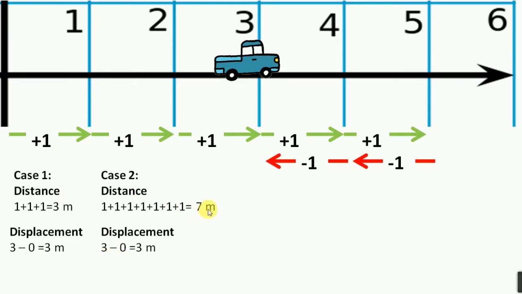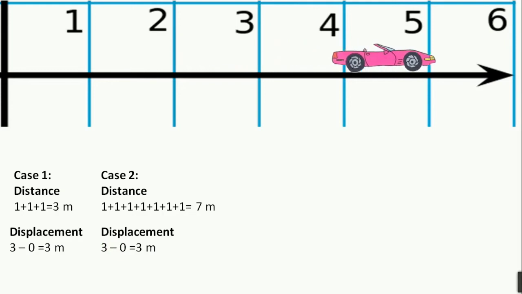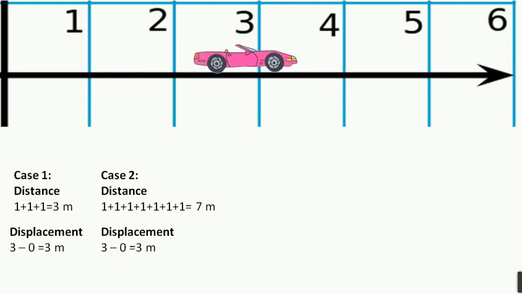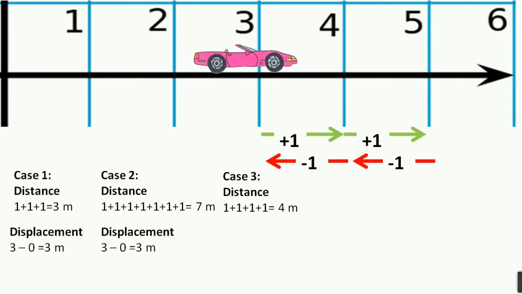So out here distance is 7 meter and displacement is 3 meter. In the third case it is starting from 3 and coming back to 3. So distance is while going 2 and while coming back 2, so this is 4 meter, and displacement is while going it is positive, and while returning it will be considered as negative, so plus 2 minus 2 is 0.